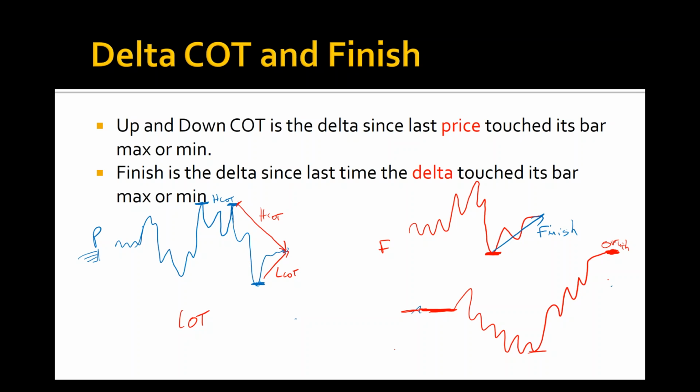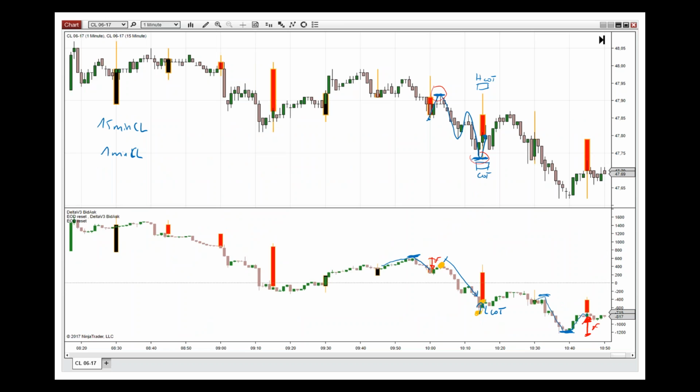Which of your indicators show the COT and delta finish? The order flow indicator.